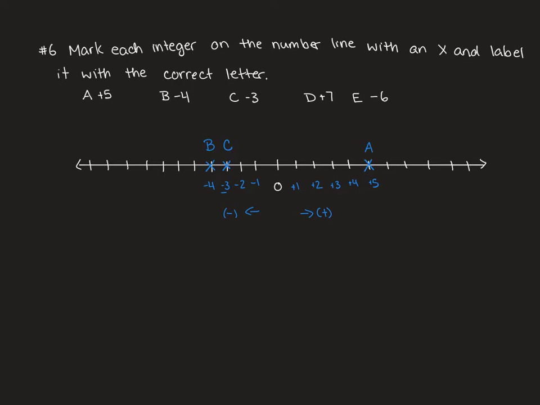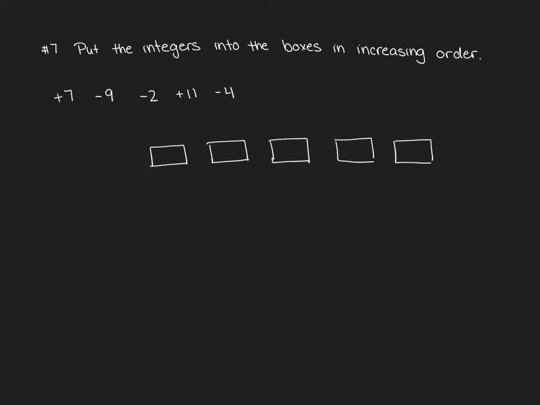D is +7. I have only gone to +5, so I need to keep going. +6, +7. So here is D. And E is minus 6. I'm only at minus 4, so minus 5, minus 6, and that would be E. So you'll have different numbers, but you're doing the same steps.